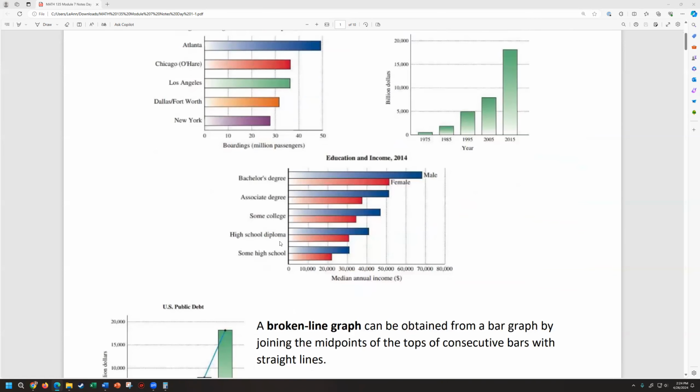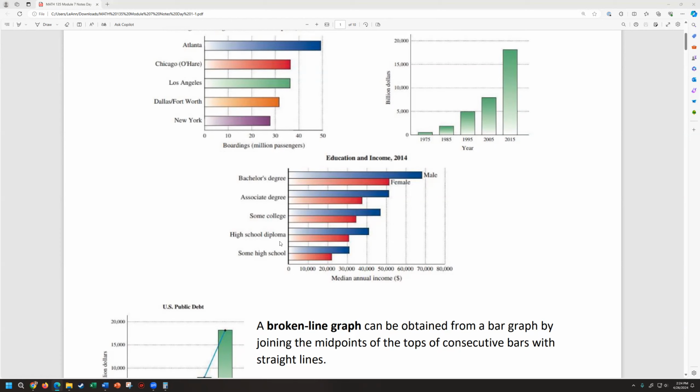And then we also have what are called comparative bar graphs. These are when you have two different subcategories side by side. Notice this is education and income in 2014. We have our median annual income, in regular thousands of dollars. They didn't give us any other notation. We had different levels of education: some high school, diploma, some college, associate's degree, and bachelor's degree. Males are the blue bars in each part, and females are represented in red.